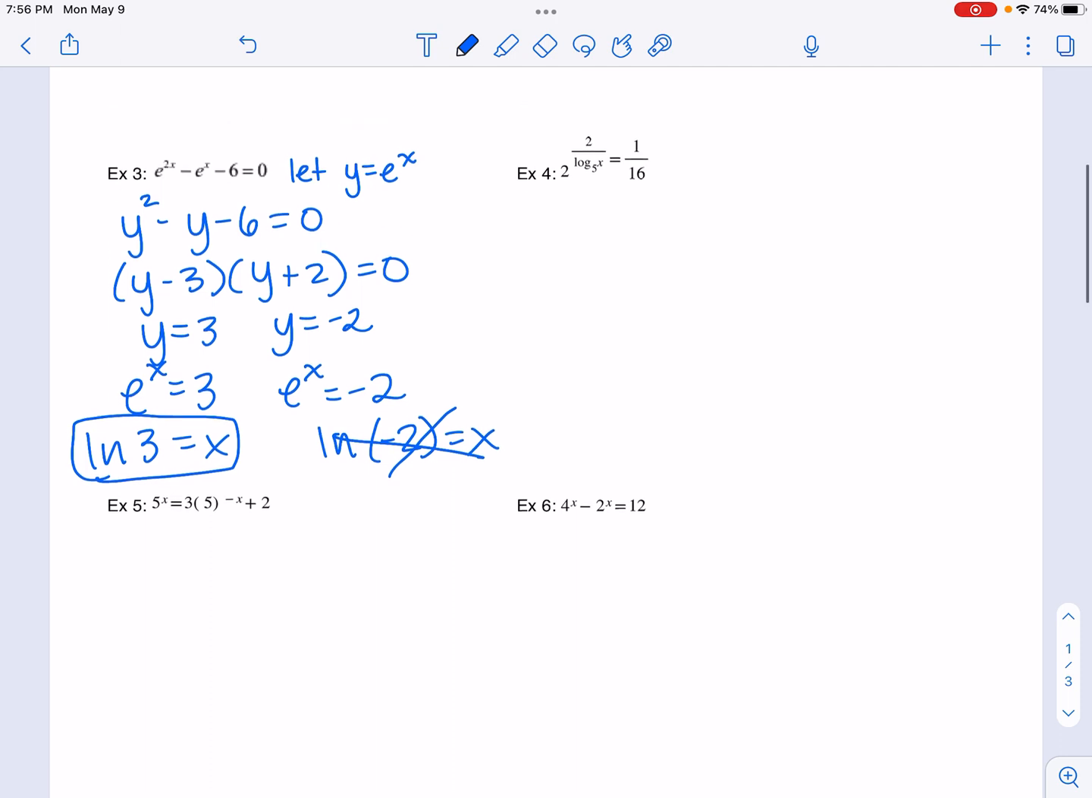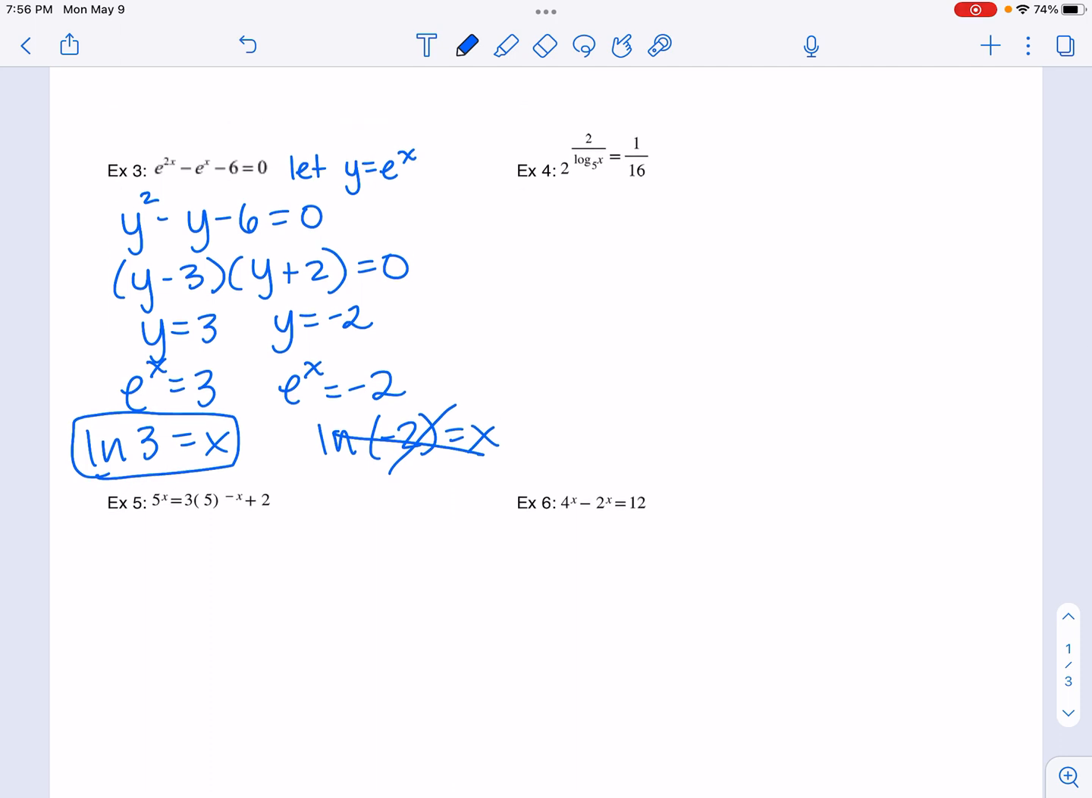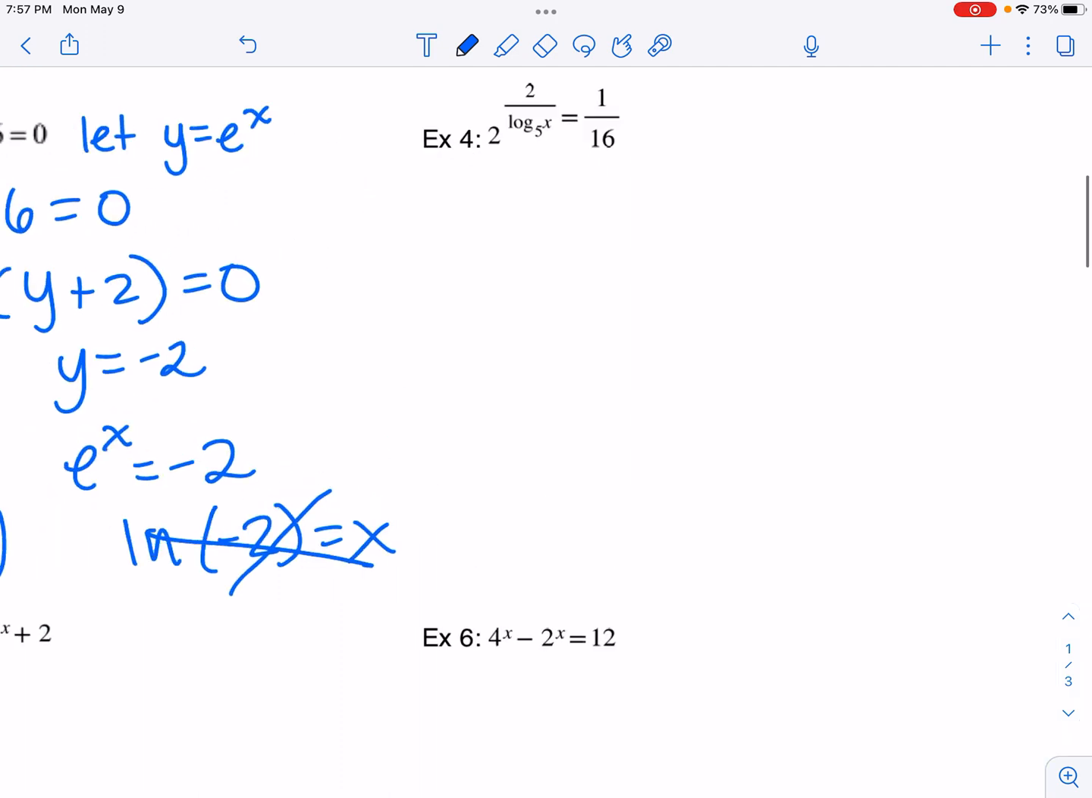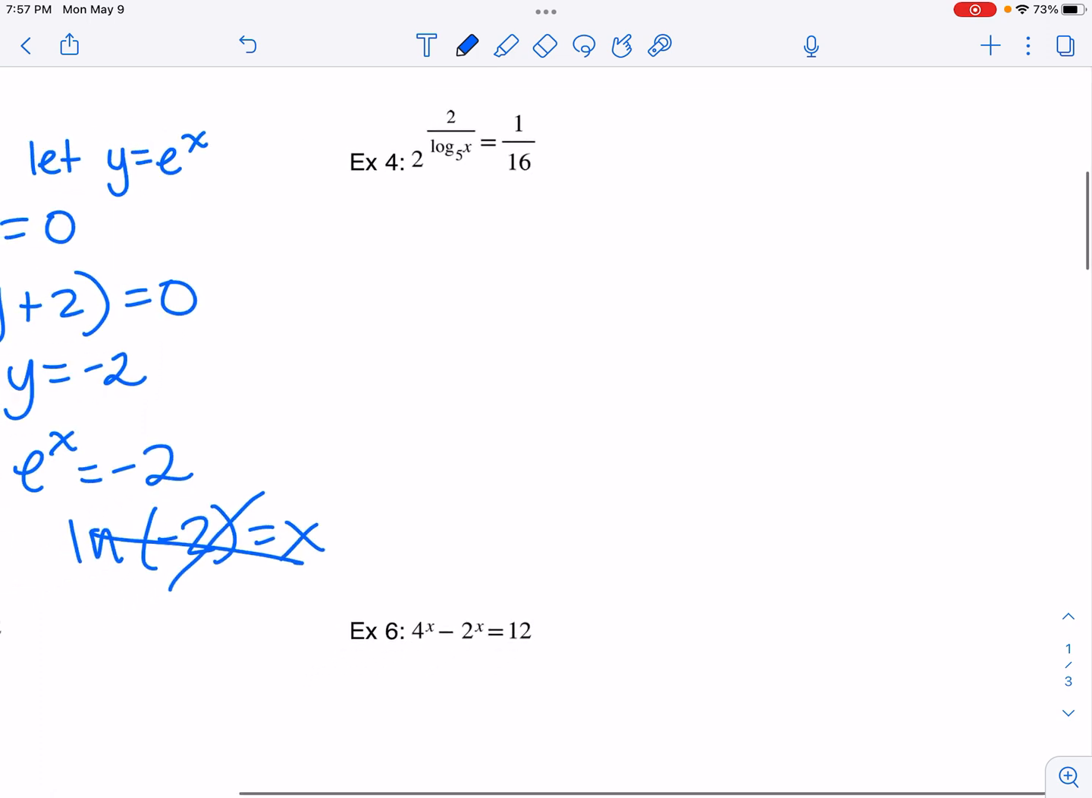So a lot of these, like I said, are going to be solved with factoring or solving a quadratic. It's just sometimes that quadratic is hidden in the problem, and we have to do a couple things before we can see it being a quadratic and then solve that. Example 4 looks really ugly, but if you see exactly what you're dealing with, it's not so hard to solve.